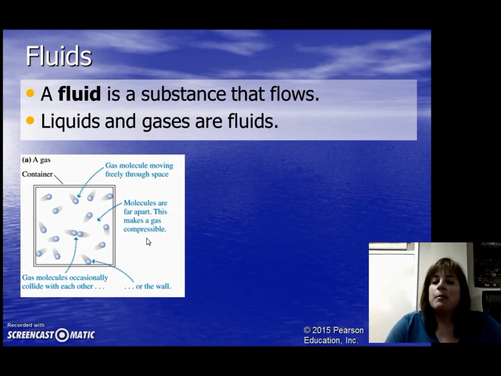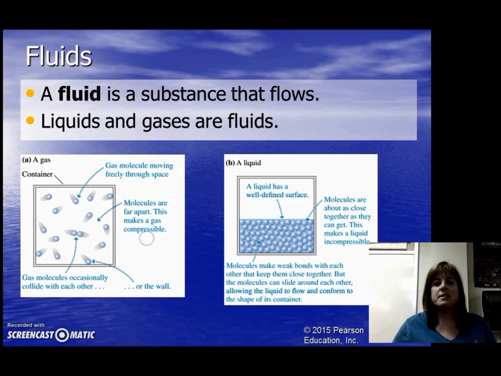Gases, if you remember back to chemistry, there's a lot of space between the molecules. They're in constant motion. And one of the properties of gases is that they're compressible. This is different from liquids. Liquids, right, the molecules are more packed together. They're still able to flow, but they're not as compressible.